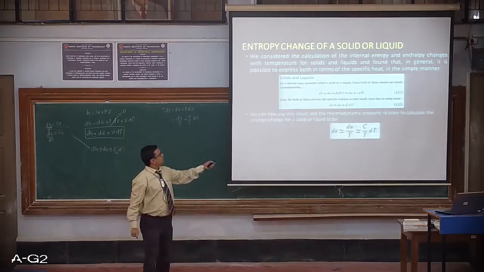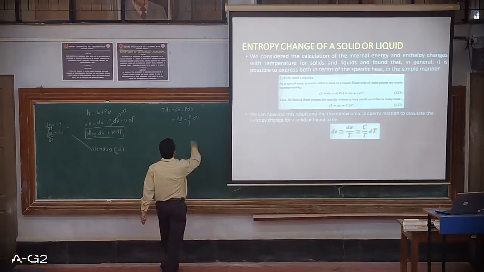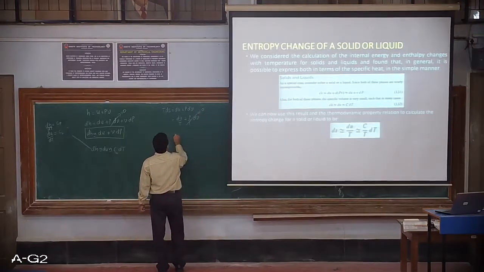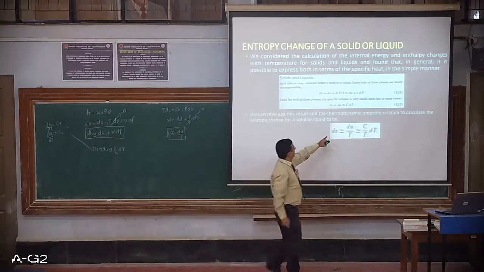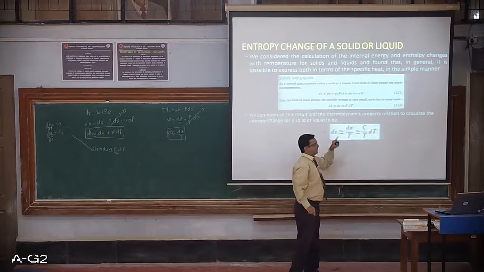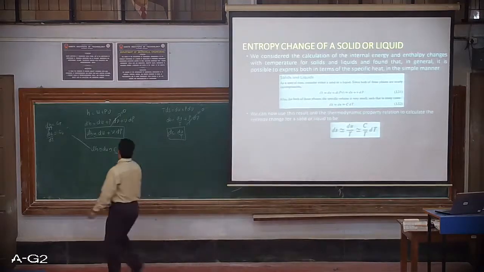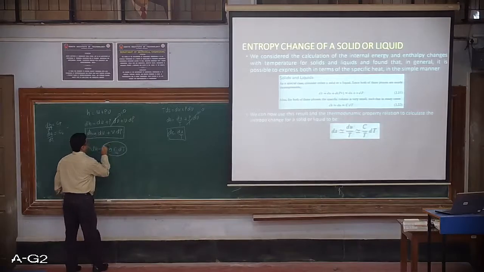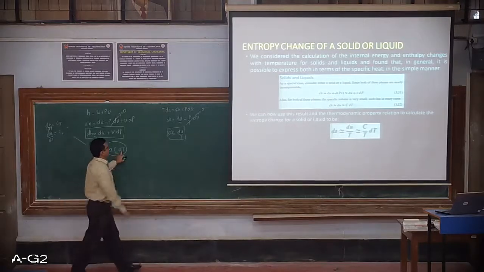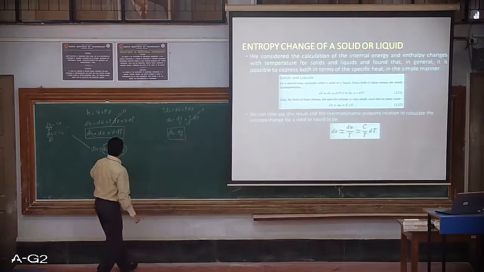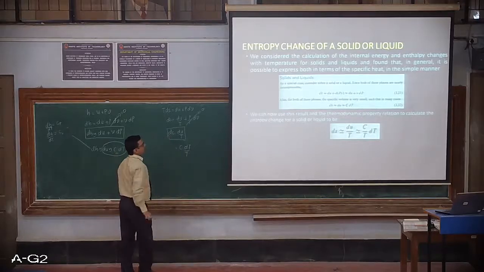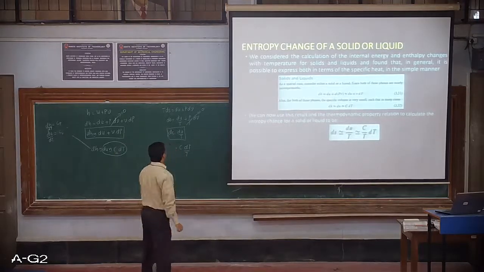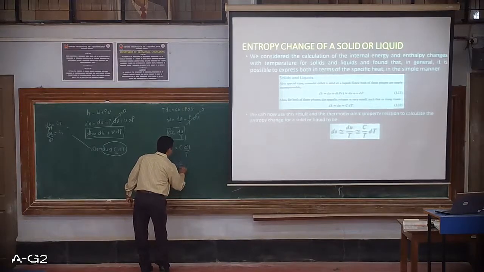Again for solids and liquids, the change in volume is 0, so this is eliminated, so it is dU by T. So this dS is equal to dU by T. So the first parameter is taken, dS is equal to dU by T. What is dU? From this expression, dU is equal to C dT. So if you substitute here in place of dU, it is C dT by T. So this expression is obtained, C by T into dT.